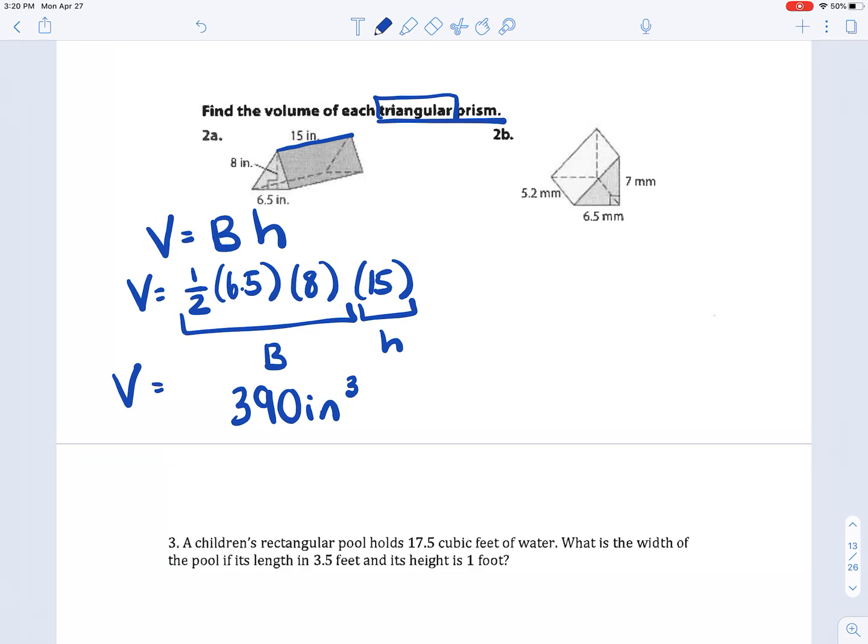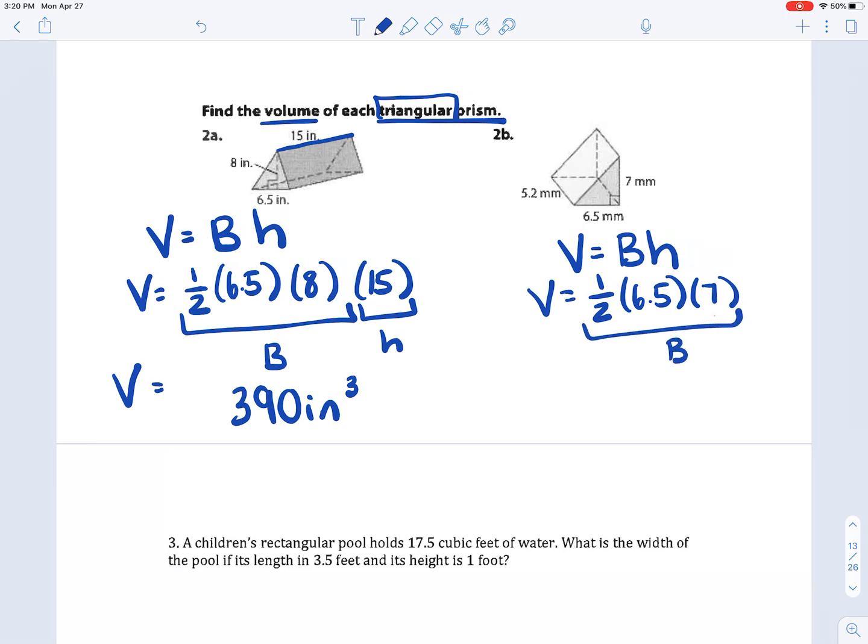Let's look at the next one. Still volume of a triangular prism. So I'm going to write out volume equals area of the base times the height. If you say it as you write it and you practice that on your homework, then you'll remember what all of the letters stand for. So since I see a triangle, area of the base would be 1/2 the base of the triangle times the height of the triangle. That gives me my capital B.